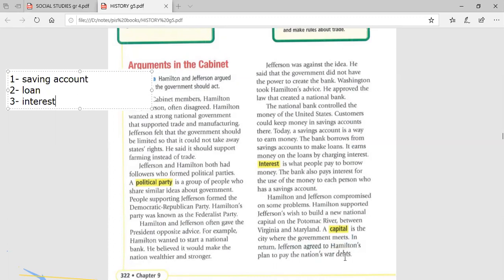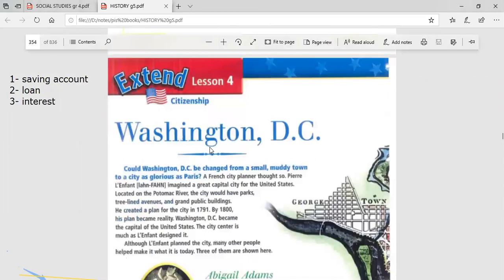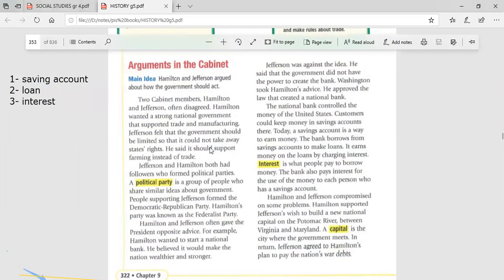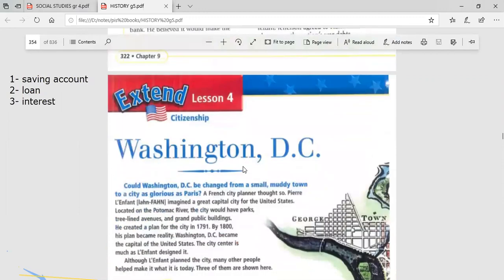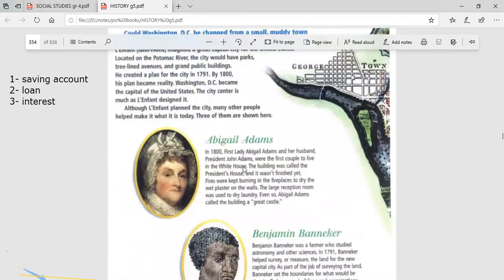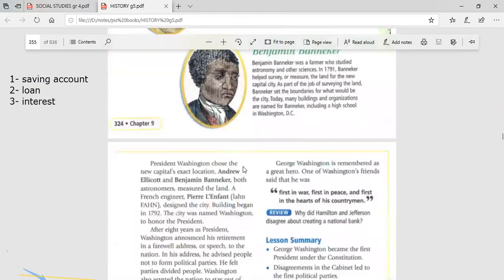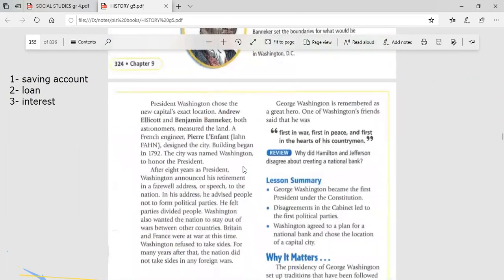From all the other countries, they will return it back. Yes, exactly. So they agreed on only two issues: to build a new capital and to pay America's debts. Okay, only these two issues that they agreed on. Yes, exactly.